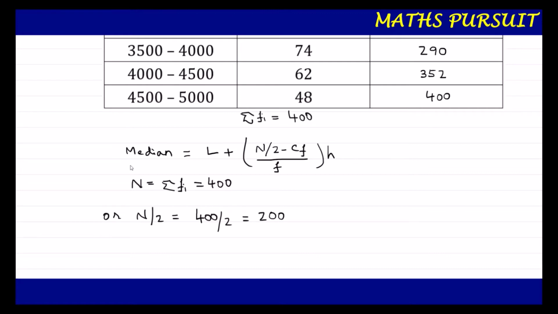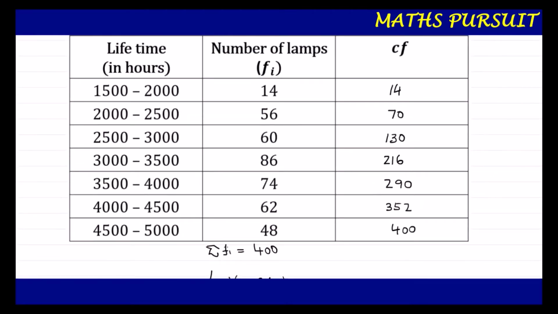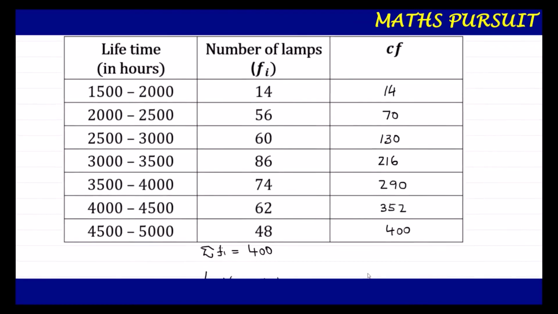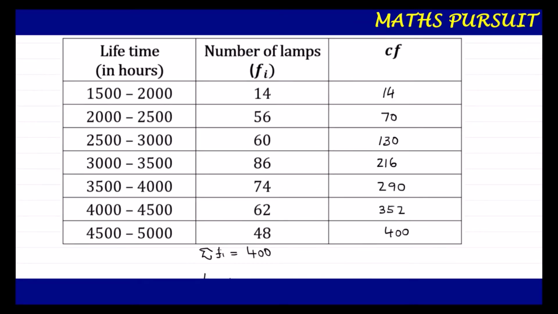This is most important. We need to follow the steps like this. So why did I calculate n by 2? Let us see why, and just remember what I got for n by 2: n upon 2 is equal to 200. Once we find n by 2, it helps us to determine the median class.